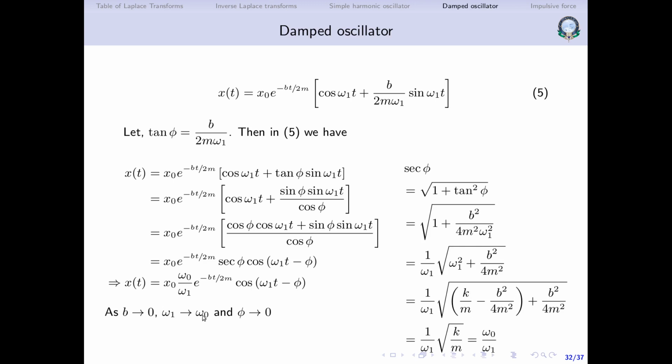So that means omega 1 will tend towards omega naught, and b tends to 0, that means tan phi will tend towards 0, so phi will tend towards 0. Omega 1 tends towards omega naught, so omega naught by omega 1 will tend towards 1, and phi will tend towards 0. So as a result, x of t will tend towards the same as the undamped case.